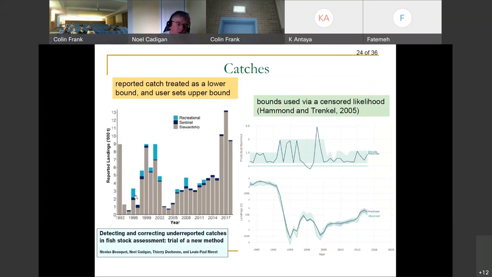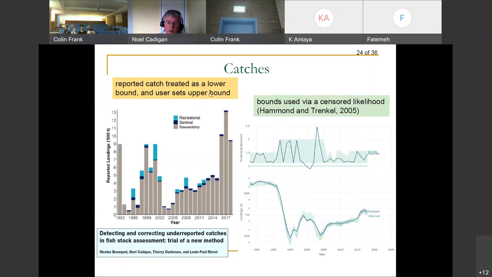The problem for Northern Cod is that the reported landings now are only from the commercial fishery. DFO hasn't been trying to estimate recreational landings for a while, and even in years when they did, there was a lot of disagreement about how accurate the estimates were. So basically the reported catches are only partial. What do you do with that? The way it's used within NCAM, NCAM actually doesn't use the specific values of the reported catches. They are treated as a lower bound for what the commercial plus recreational catches are.